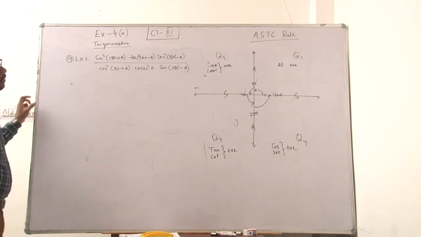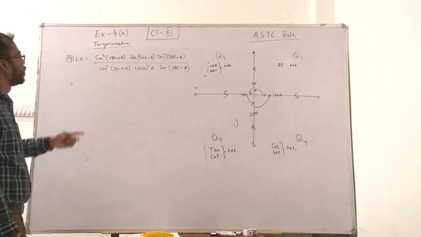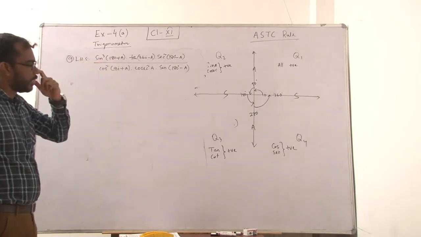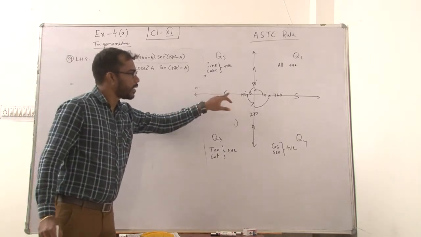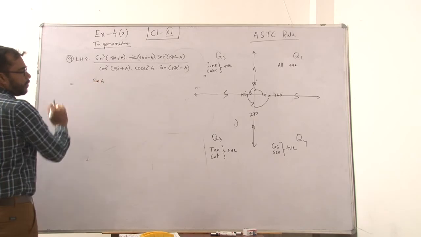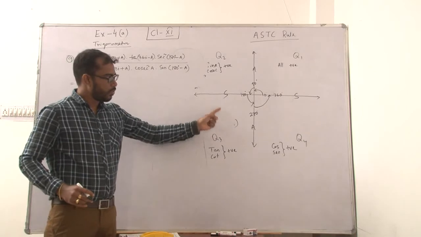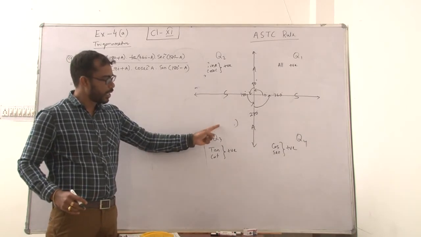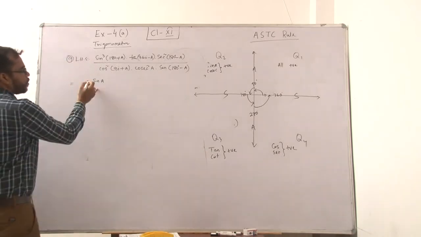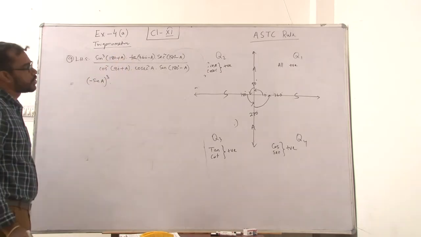So here we have used the formula of the ratios. First, sin(180 + θ). As you know, in 180 the related ratio is the same, so you can write sin A. Next, is it positive or negative? Because 180 + A lies in the third quadrant, and in the third quadrant tan and cot are positive, but here it is sin, so it is minus sin A, into tan(360 − A).